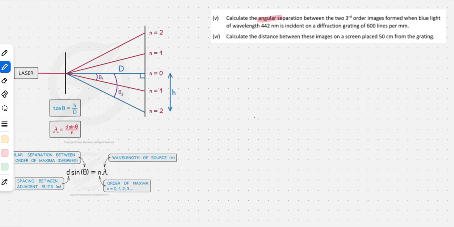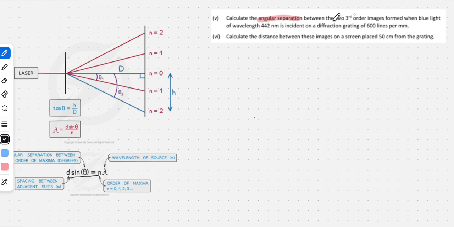Today we're going to look at calculating the angular separation between the two third order images formed when blue light of wavelength 442 nanometers is incident on a diffraction grating of 600 lines per millimeter. To calculate angular separation, that's our formula down here: d sine theta is equal to n lambda.